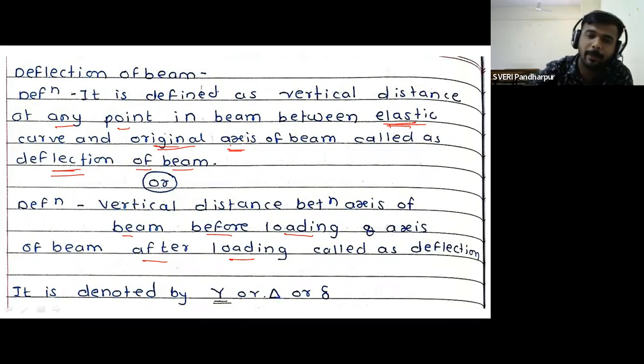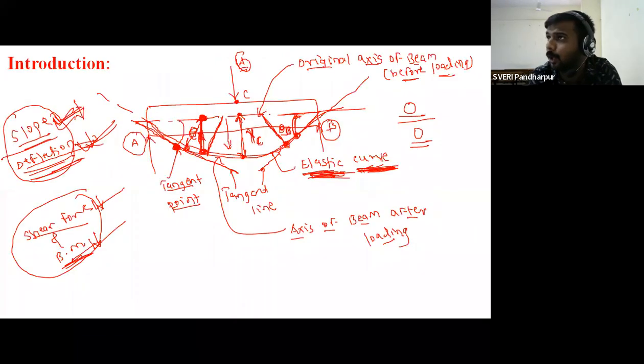And that distance I have represented on the figure as YC. You have also represented at the center point the distance YC. So that represents deflection at point C only. YC only tells us the deflection at point C.